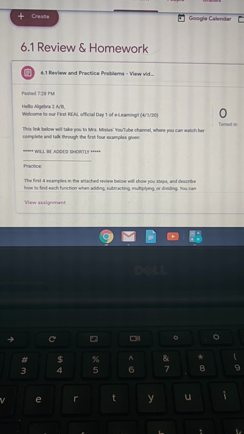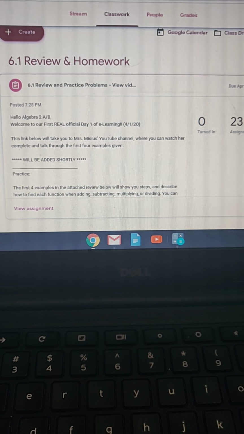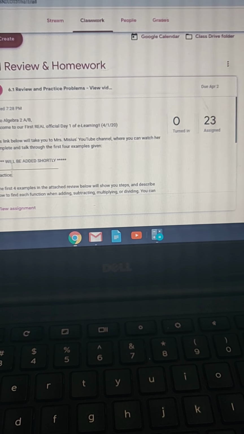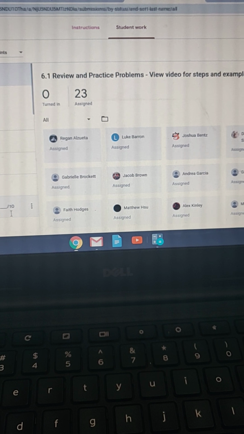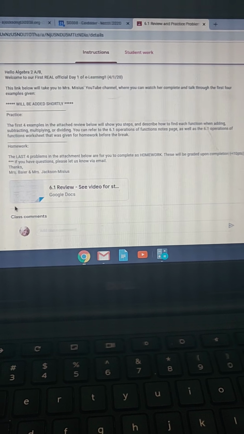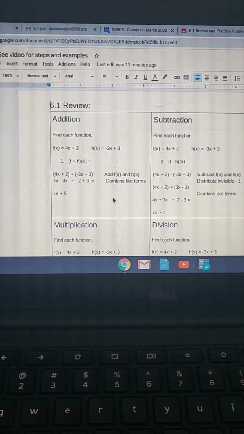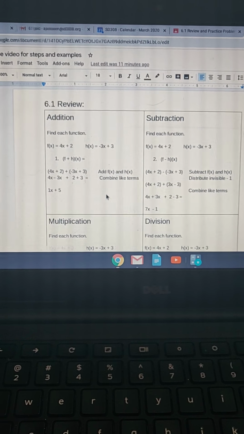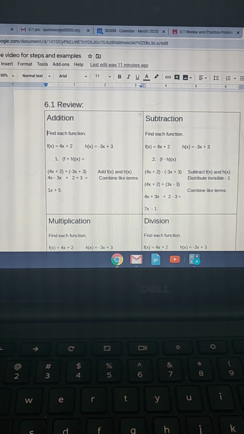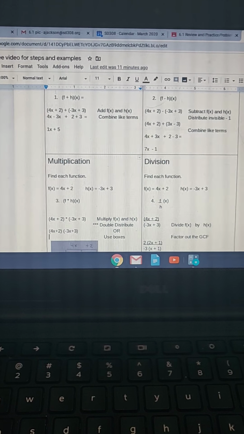So what we're going to do is start out by doing 4 practice problems. I've attached a link. Let's see if we can find it. I'm going to click View Assignment. Nope, that's not what we want. I'm going back to Instructions. And if I scroll down, there it is. All right, so we can click here. When you click there, I've made a Google document that has 4 practice review problems. You can see one is addition, one is subtraction, and when I scroll down, we've got multiplication and division.